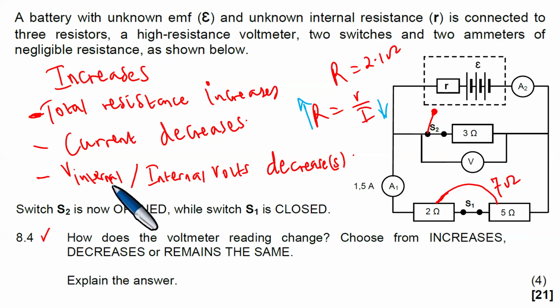V internal, or the internal volts, then decreases. Okay, so this is what we have. That will be the explanation for the answer to how the voltmeter reading changes. We're to choose from increases, decreases, or remains the same.